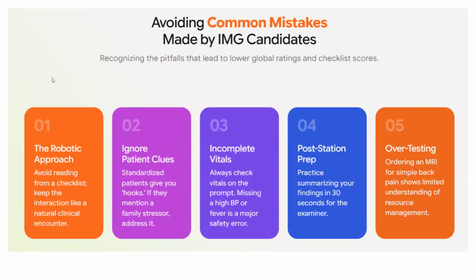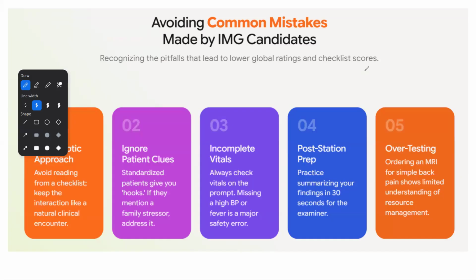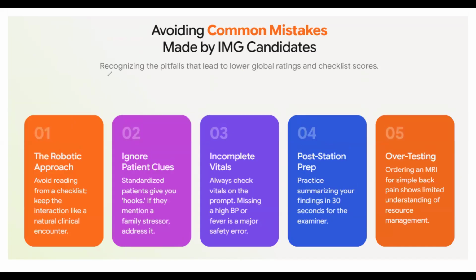Now, these are some of the common mistakes that IMGs make. These will make your score crash. They're going to affect your score. Now, the first mistake is the robotic approach.